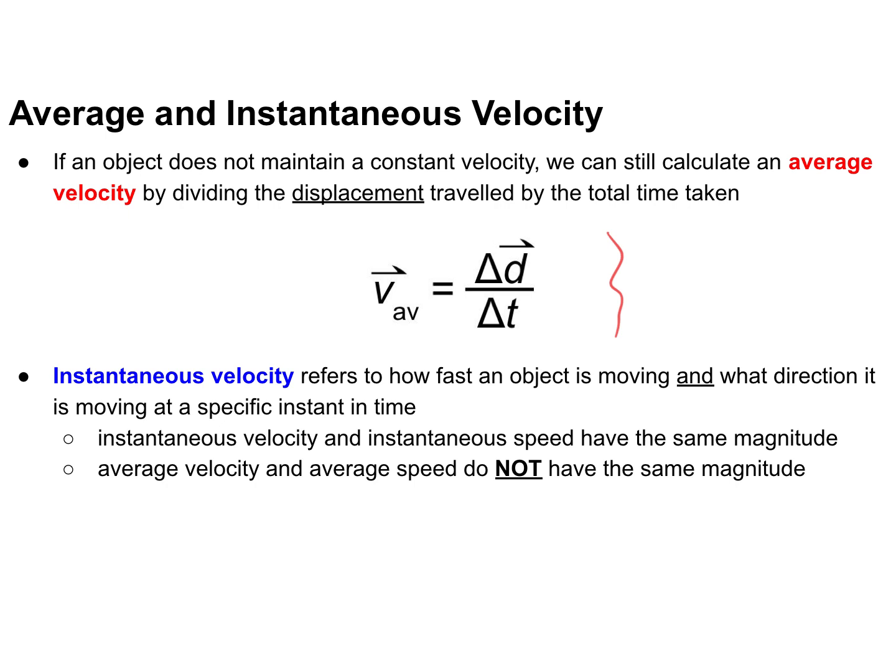So something pretty conceptually important to understand is that instantaneous velocity and instantaneous speed will have the same magnitude. They're both measuring how fast something is going at a specific instant. So they're going to be the same number. The only difference is that the velocity will have a direction, but the speed will not. On the other hand, average velocity and average speed most of the time do not have the same magnitude. Okay, there's a big difference between instantaneous and average.